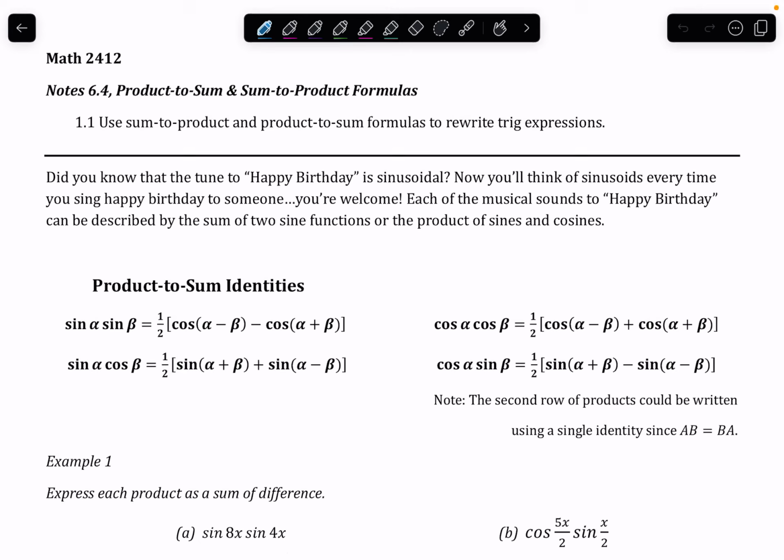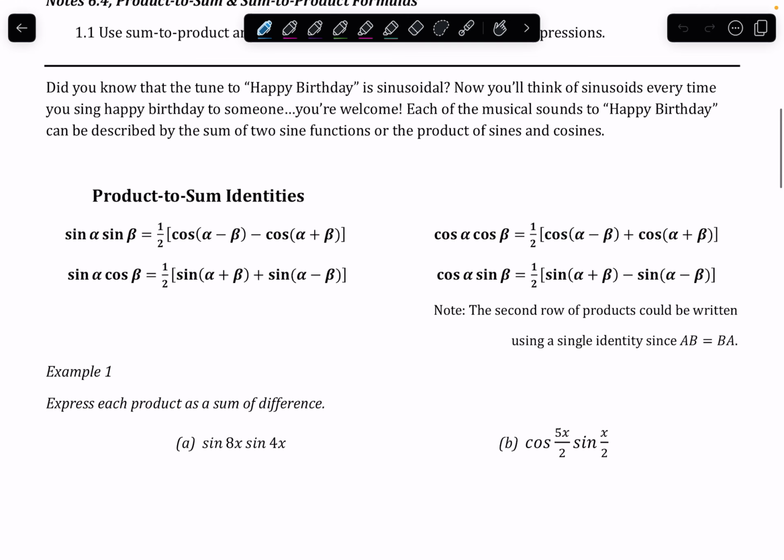All right, next round of identities. First one is your product to sum. So this is used when you take two trig functions, either sines or cosines, that are being multiplied together, and you change it to a sum. Now remember, a sum could be viewed as addition, and subtraction could be viewed as a sum with a negative in there. So that's why we just say product to sum, because it's like plus a negative.